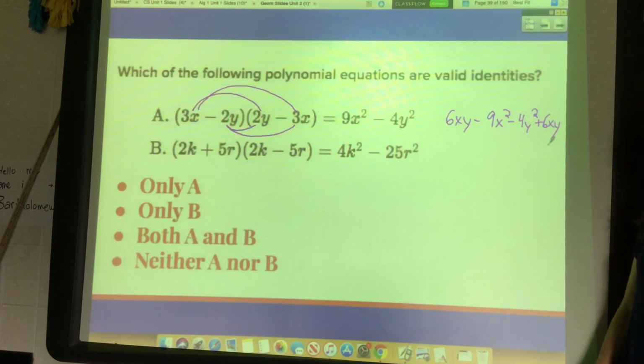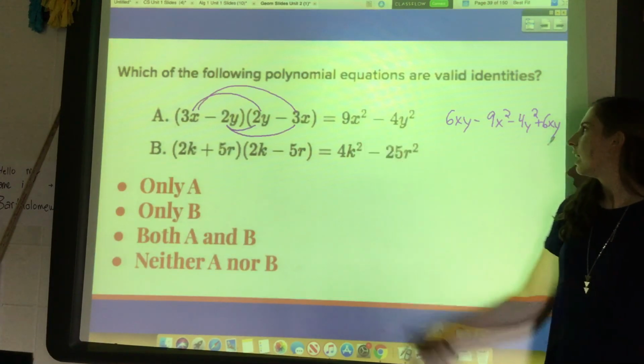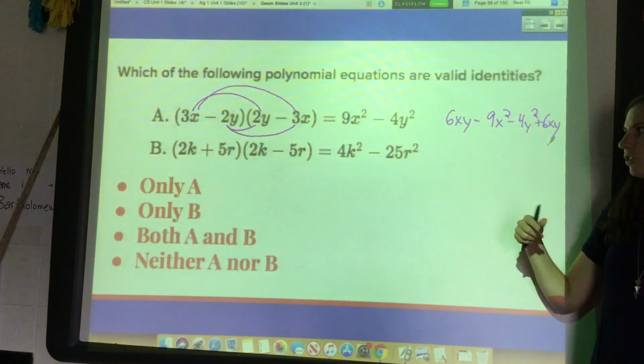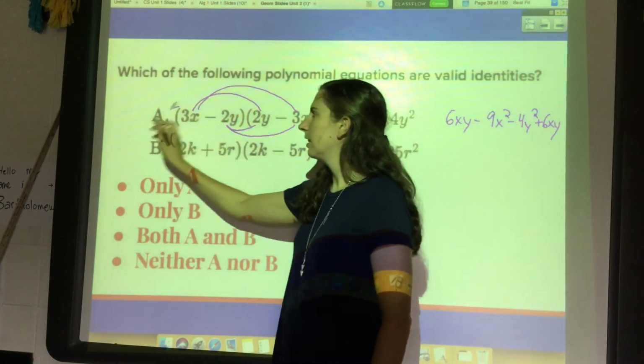All right, this does not simplify to this. I've got some of the same stuff, but a little too much. So this does not give me this, so A doesn't work.